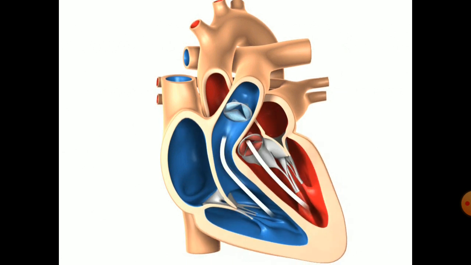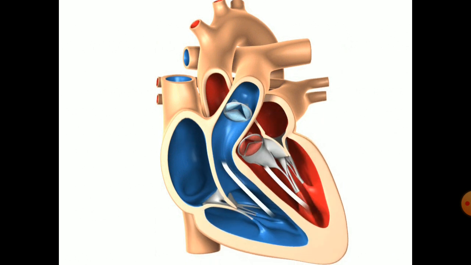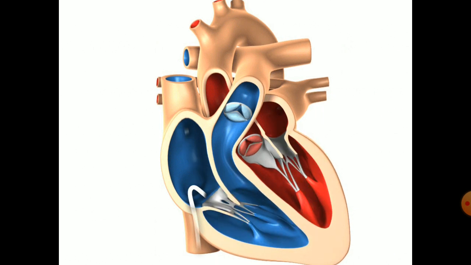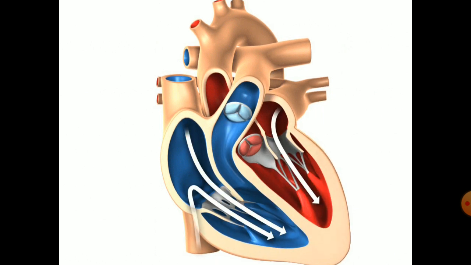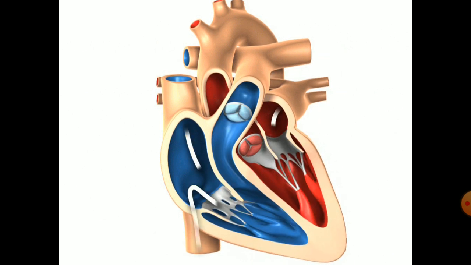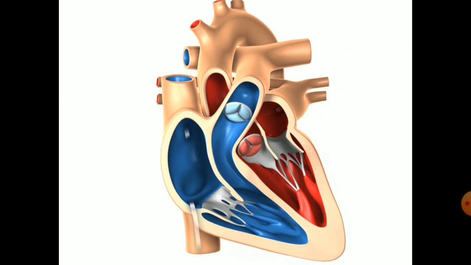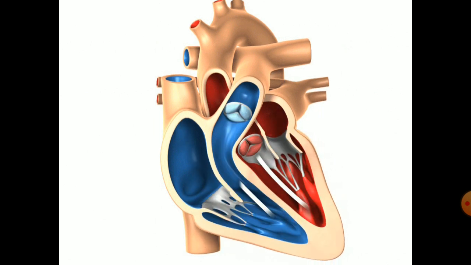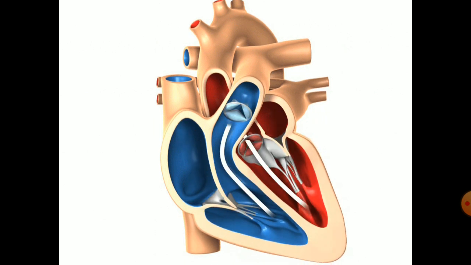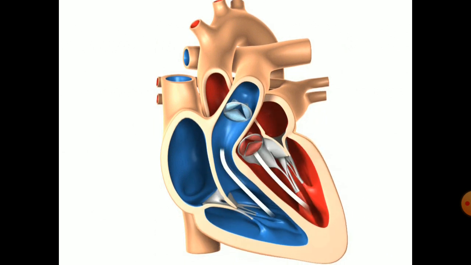So you can see the flow of the blood. The blood flows from the right atrium into the right ventricle, and from the right ventricle into the pulmonary trunk through the pulmonary valve, and from the lungs through the pulmonary veins the oxygenated blood comes into the left atrium, and from the left atrium the blood goes to the left ventricle. When the ventricle contracts, the blood is pushed into the aorta, and from the aorta into the different parts of the body.